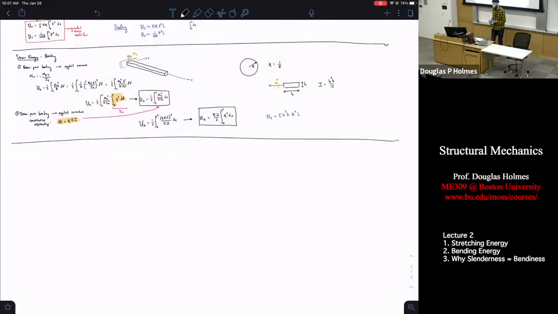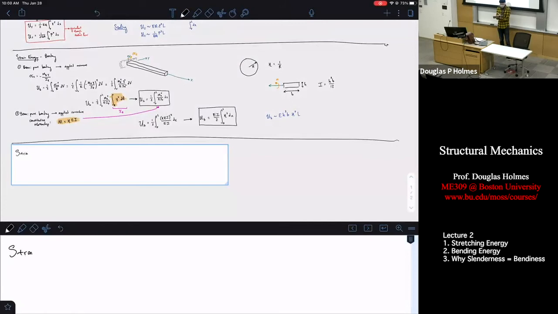All right. Before we use these ideas to gain some, or to maybe explain some of the intuition we have about structures, I want to do one more brief calculation, and that's going to be strain energy in torsion. And I say this is brief because torsion and bending are both cut from the same cloth. They both take the same form.